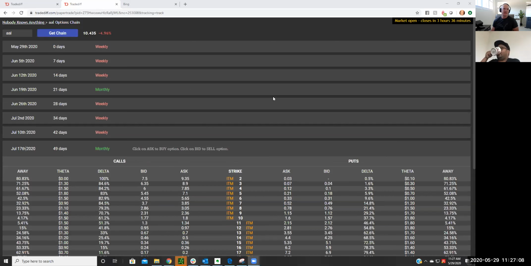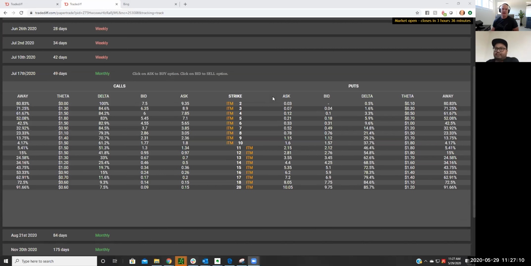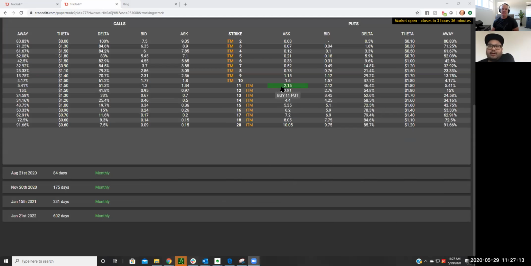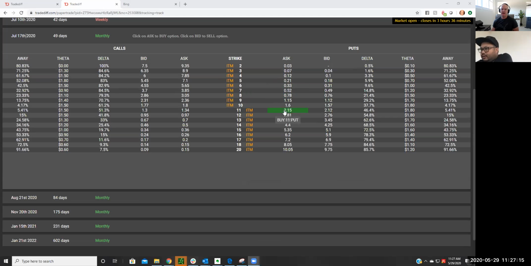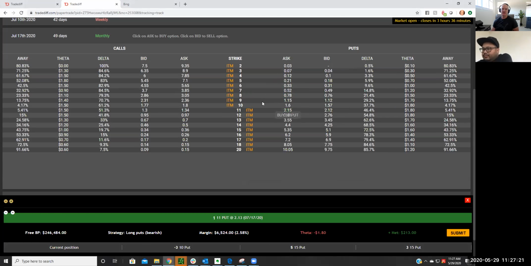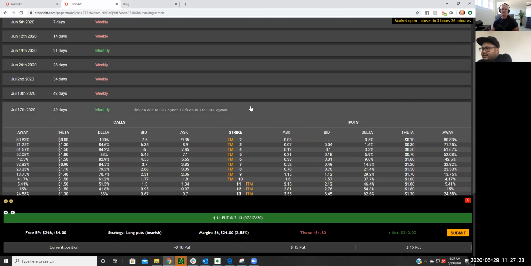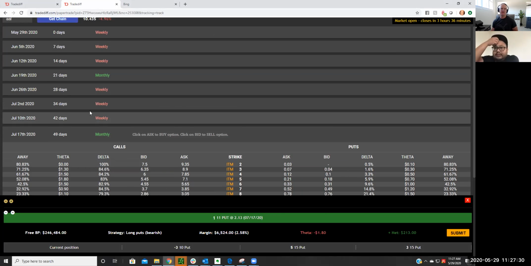All right, I'm always having to keep my mindset. So we're bearish on American. So we're buying the 11 put in July. Buy 11 put, okay. $2.15. I see $2.13. Okay, mine's showing $2.13 too, because it's choosing the mid price.